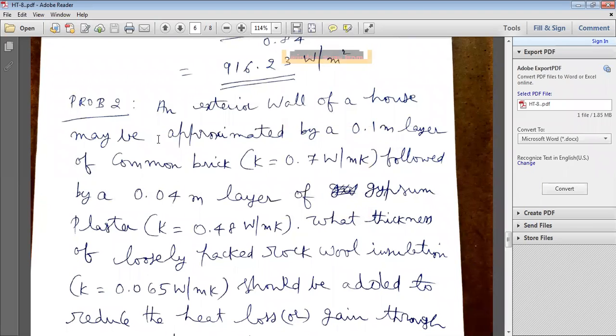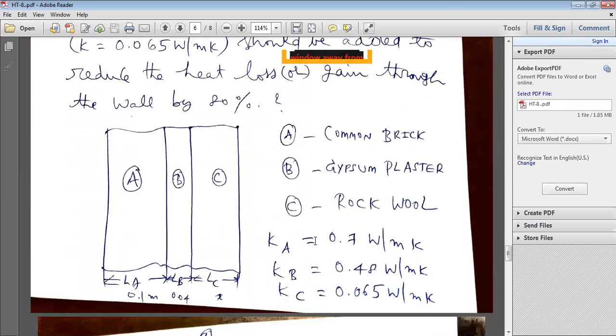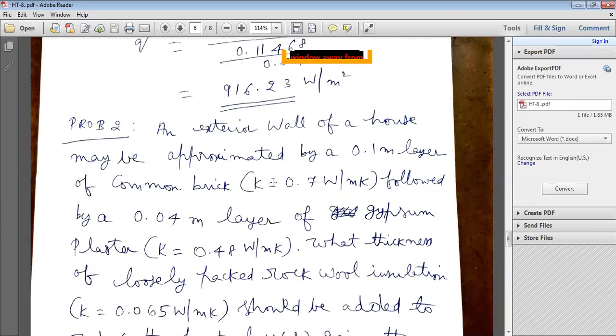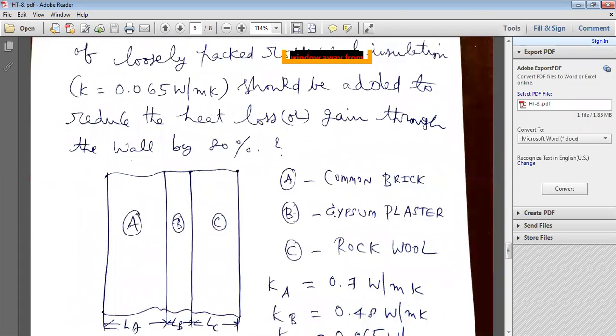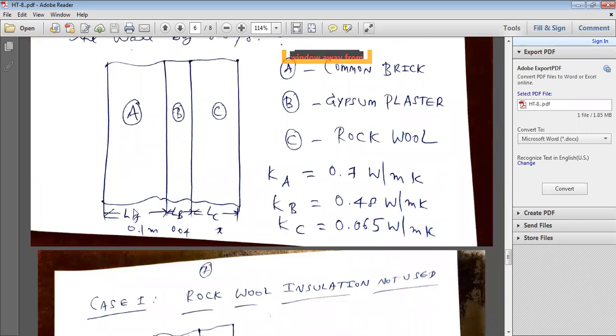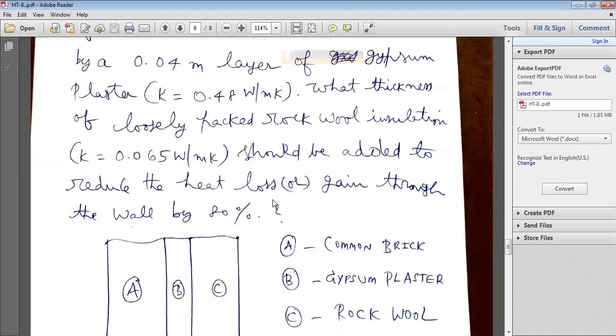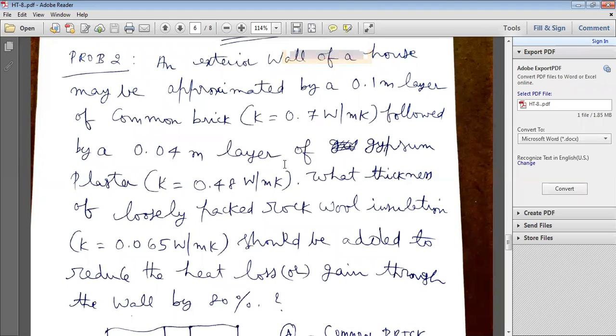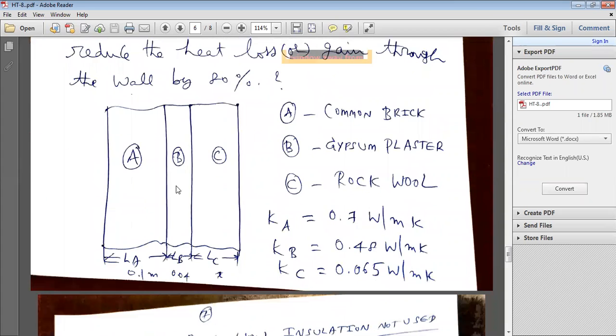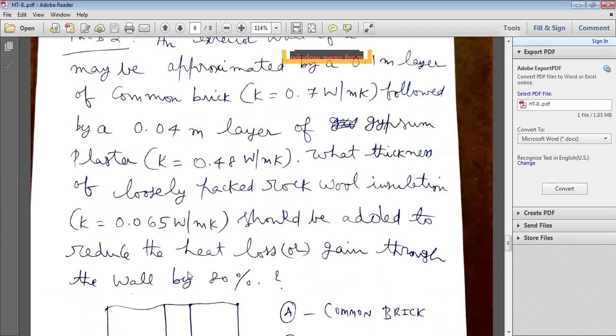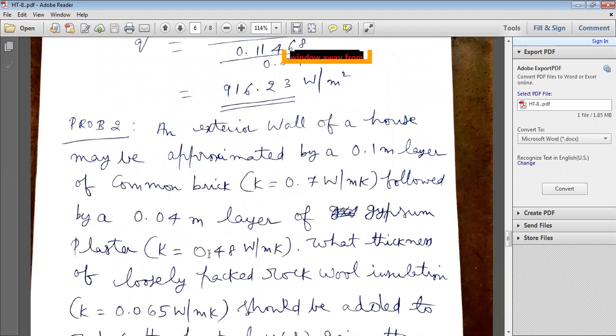So here, problem 2. All of you read problem 2 very carefully. An exterior wall of a house may be approximated by a composite wall: a 0.1 meter layer of common brick, A, of thermal conductivity 0.7 watt per meter Kelvin, followed by a 0.04 meter layer of gypsum plaster, B, with thermal conductivity K 0.48 watt per meter Kelvin.